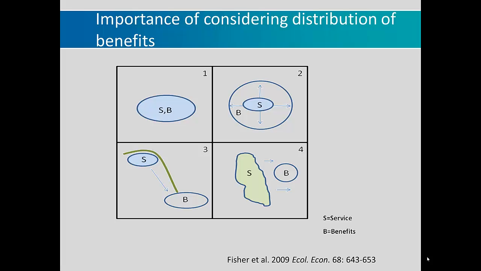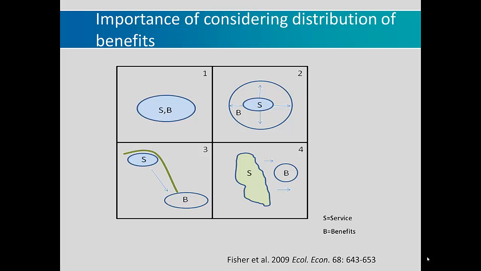So I just wanted to also highlight that the toolkit doesn't just recommend the production of graphs on aggregate values, but also the importance of considering how those benefits are distributed. So in this example, which is taken from a paper published in 2009, box 1 shows the service, that's S, and the beneficiaries, B, both located in the same site. An example of this would be harvested wild medicinal herbs, where people are living in the forest and getting that benefit directly from where they live.